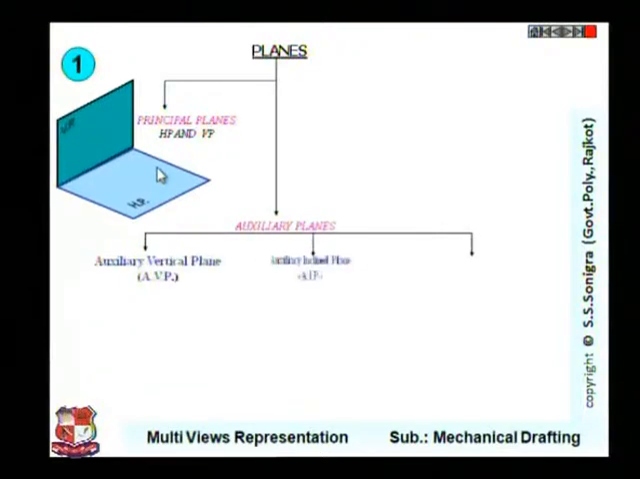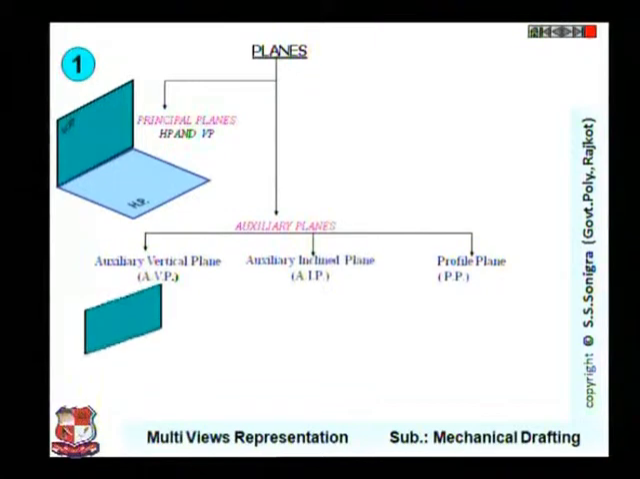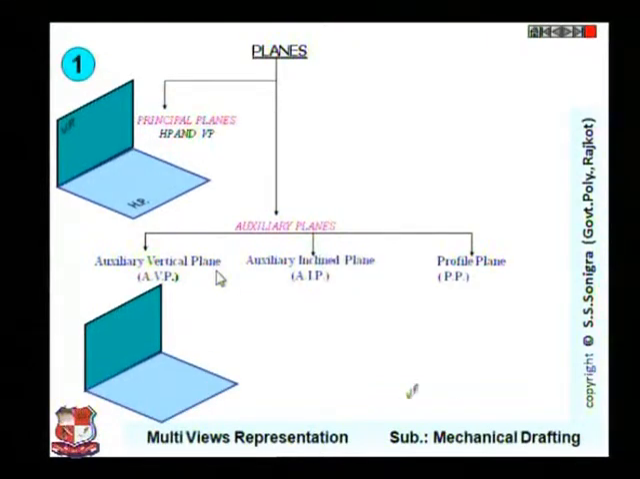Auxiliary plane means AVP, auxiliary inclined plane or profile plane. If it is given that AVP means auxiliary vertical plane, it means the plane is somewhere here, shown by this green color. This plane makes some angle with the vertical plane, hence it is called auxiliary vertical plane. AVP is perpendicular to HP and makes some angle with the vertical plane.